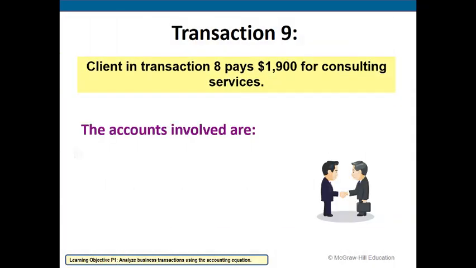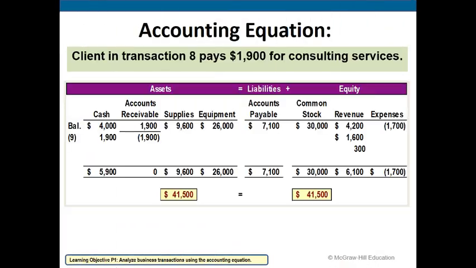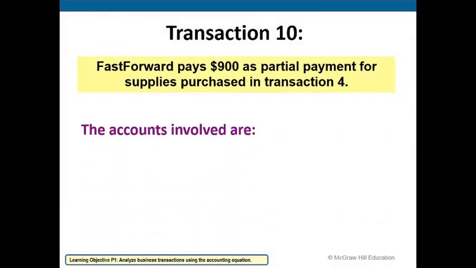Okay, transaction 9, client in transaction 8 pays $1,900 for the consulting services, so cash goes up $1,900, and you reduce accounts receivable by $1,900, so that goes down. Transaction 10, Fast Forward pays $900 as partial payment for supplies purchased in transaction 4. So accounts payable gets reduced and cash gets reduced.